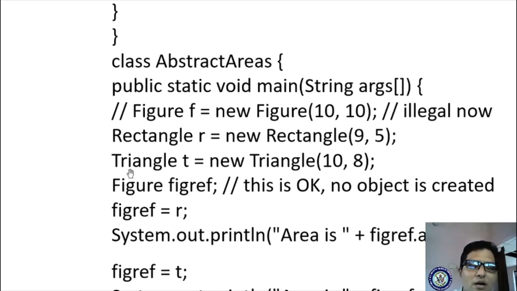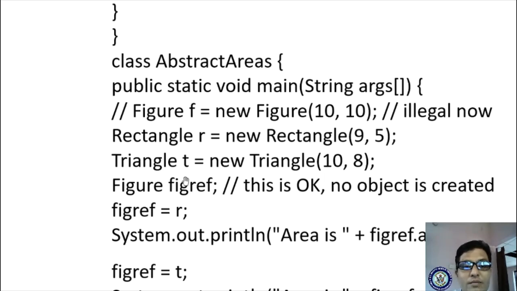For the triangle class, you are creating the object and supplying the values. Through the values from the subclass, the base class constructor is initialized. Okay, from the subclass, the base class constructor will initialize. Next, for the figure class, I'm declaring the object.